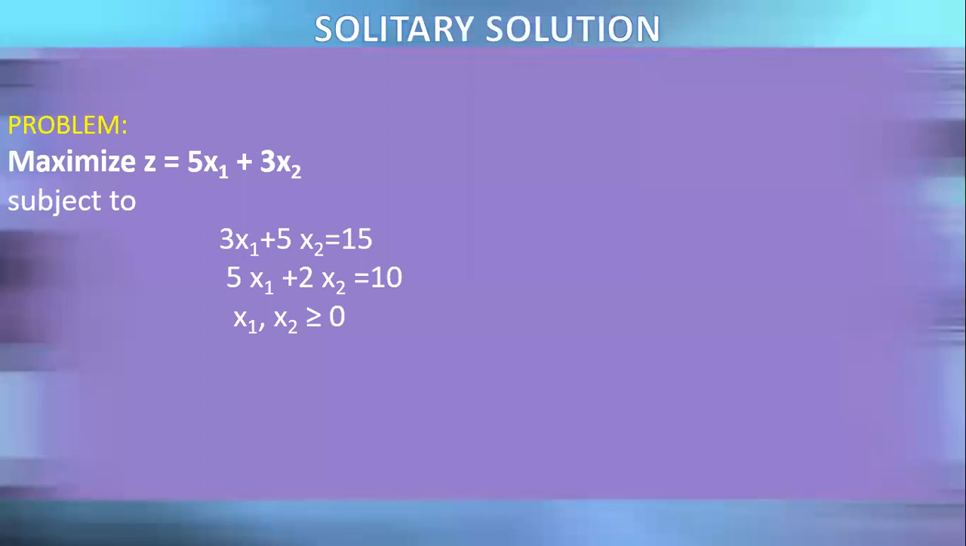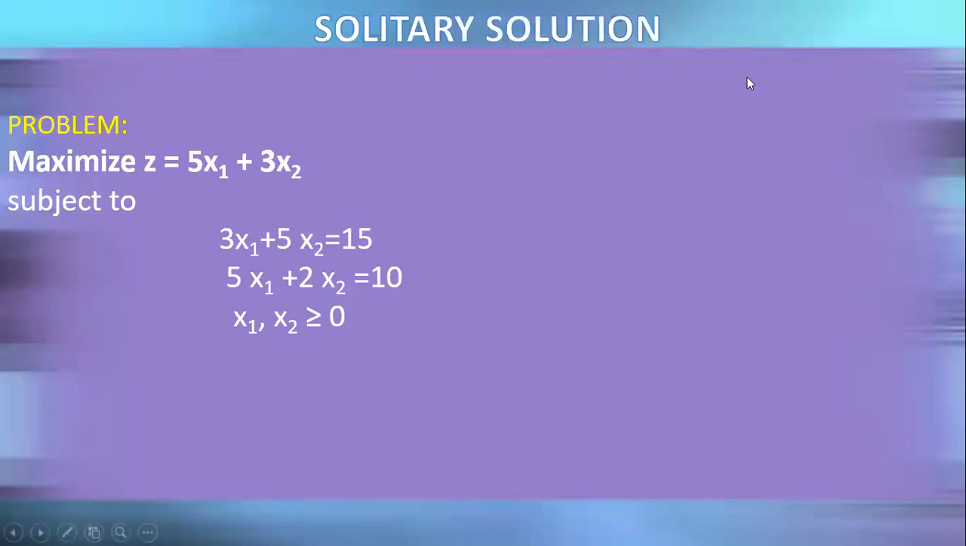Let us consider the problem: maximize z = 5x1 + 3x2. It is subjected to the constraints. There are two constraints here: 3x1 + 5x2 = 15, and 5x1 + 2x2 = 10, with x1, x2 greater than or equal to 0. This is called the non-negativity constraint because the variables you are considering should be greater than or equal to 0.